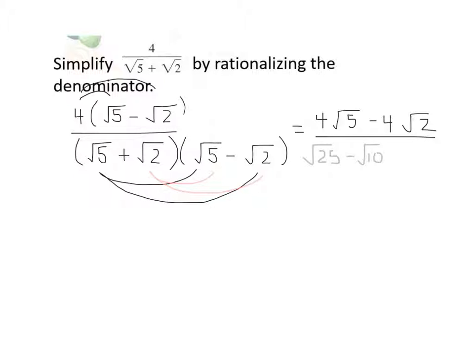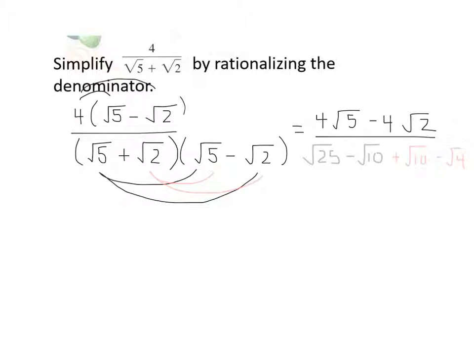Now paper boy 2, root 2. He has to deliver papers to household 1, root 5, and root 2 times root 5 is root 10. And then paper boy 2, root 2, has to deliver papers to household 2, minus root 2. And so square root 2 times minus square root 2 is minus square root 4.